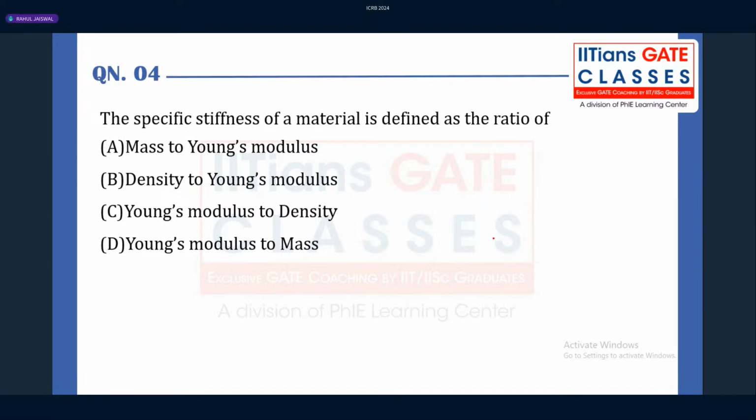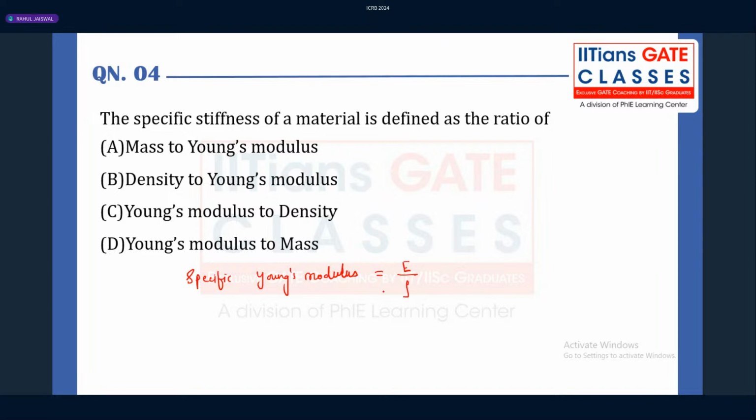What is the question? The specific stiffness of the material is defined as what? Let us see this question. Specific stiffness will be defined as, what is the specific stiffness? What they are asking is the specific Young's modulus. It is defined as modulus of elasticity divided by density, E divided by rho.